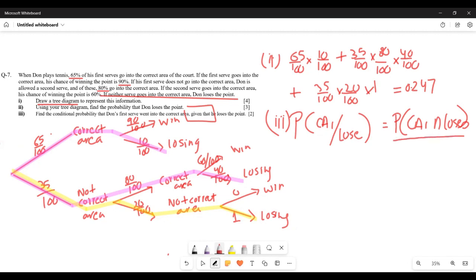So upon probability of losing. Okay, so what's the probability that it does not go into the correct area in the first time and he loses? So should not go into the correct area for the first time and he loses. Let's see.